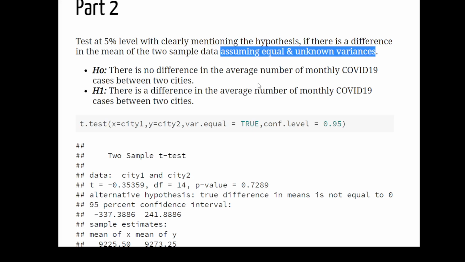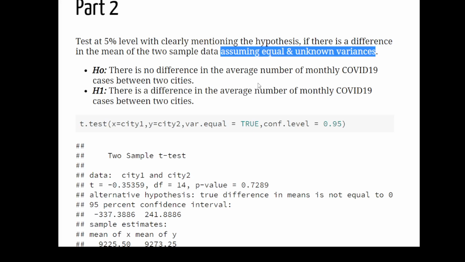So we'll just actually state the null and alternative hypotheses. There is no difference in the average number of monthly COVID-19 cases between the 2 cities. That's the null hypothesis H0. And the H1 is there is a difference in the average number of COVID-19 cases between the 2 cities.